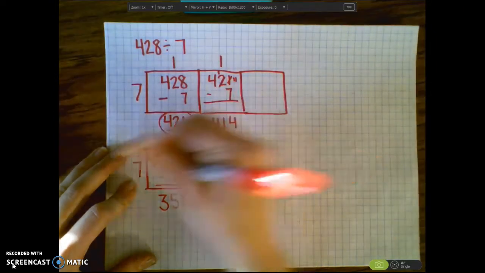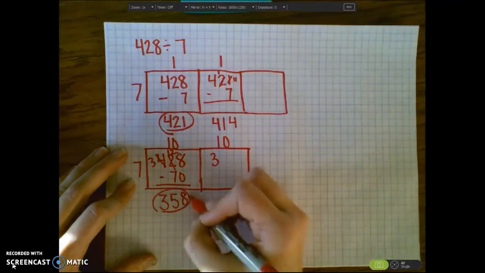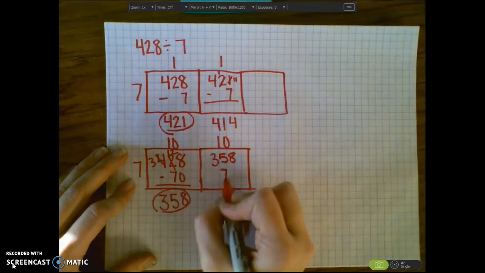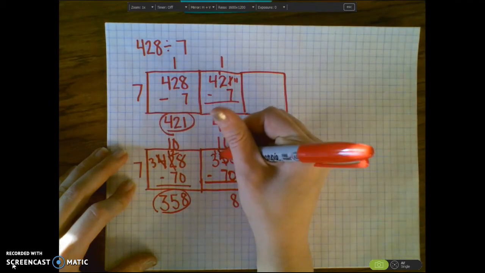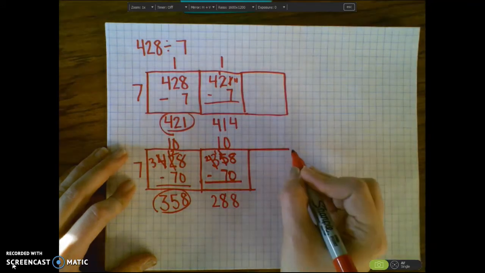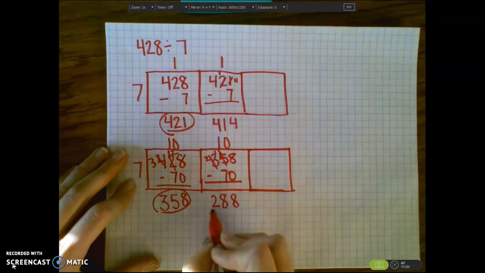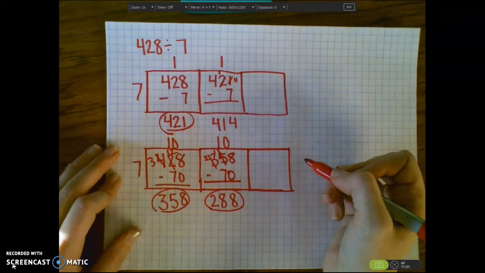And I can continue doing this, taking 10 groups of 7. Remember, my new dividend goes in my next box. 10 groups of 7 is 70. I need to remember to regroup. And like I said, you can continue doing this until you get your dividend to 0 or a number less than 7.